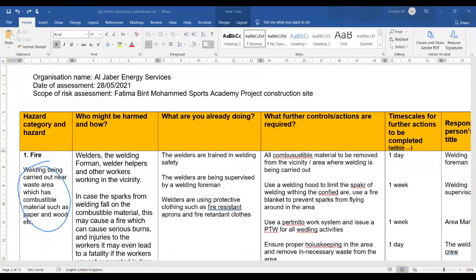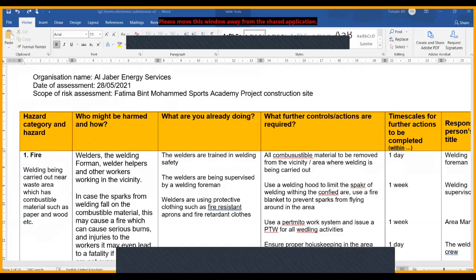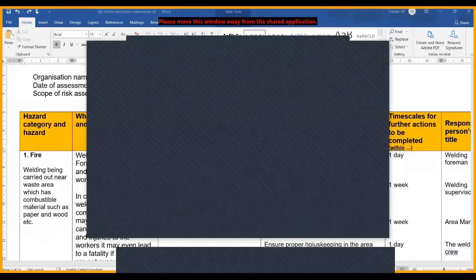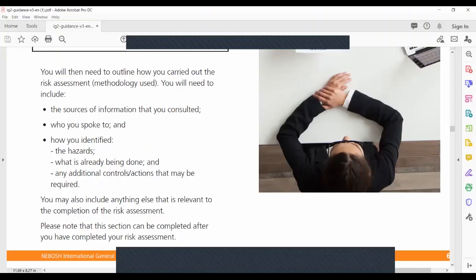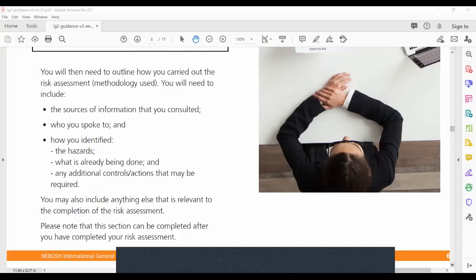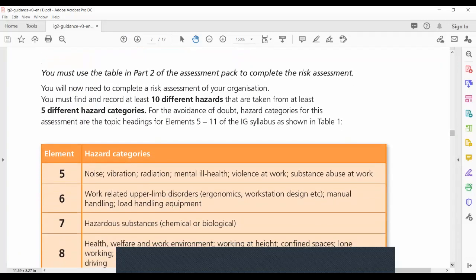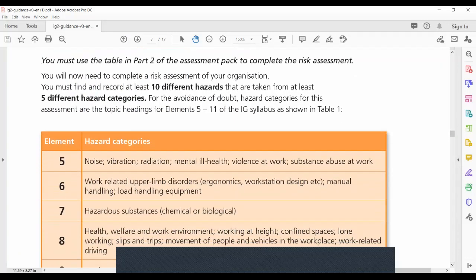Okay, so these hazard categories, where will you get these hazard categories from? You will get these hazard categories from the guidance document or the book which I have given to you. So let's go to the guidance document. Okay, where is the guidance document? And let me just close this. Okay, going down to the next section, guidance documents. Okay, so this is the risk assessment part. Now you must use a table in part 2 of the risk assessment pack to complete the risk assessment.